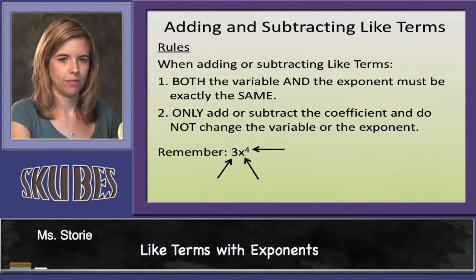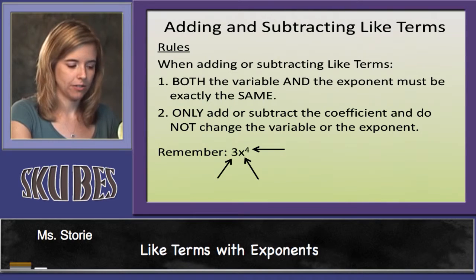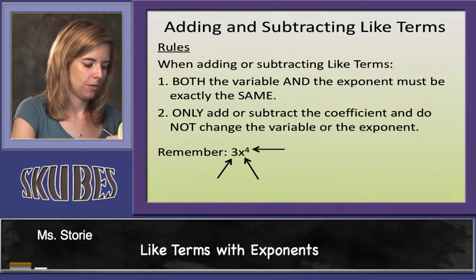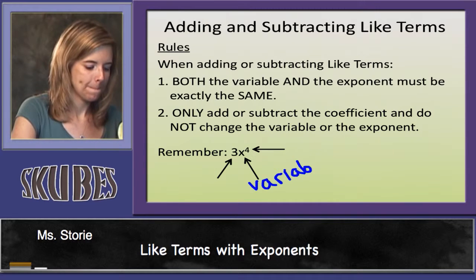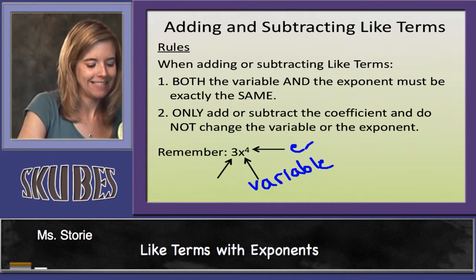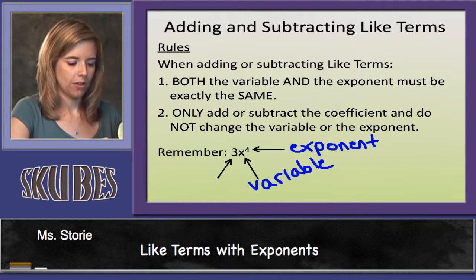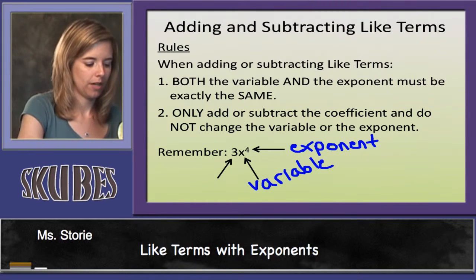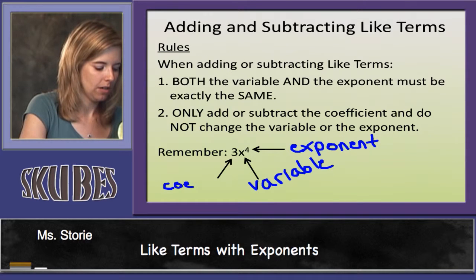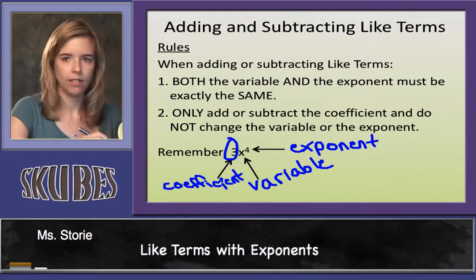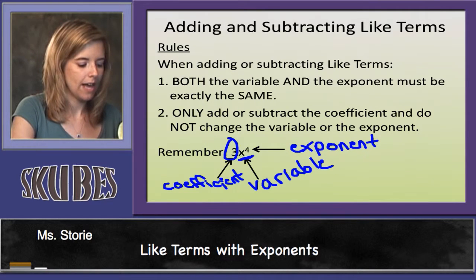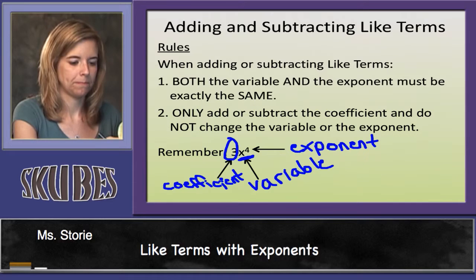Now, what happens when you have like terms and it's telling you in the problem to add or subtract them? Both the variable and the exponent must be exactly the same. Again, here's your variable, and the little tiny number up there is your exponent. Only add or subtract the coefficient and do not change the variable or the exponent. That means that this number 3 here on my example is your coefficient. When we actually do our adding and subtracting, this number is the only thing that's going to change. You're going to keep writing the exact same variable and exponent on every problem.